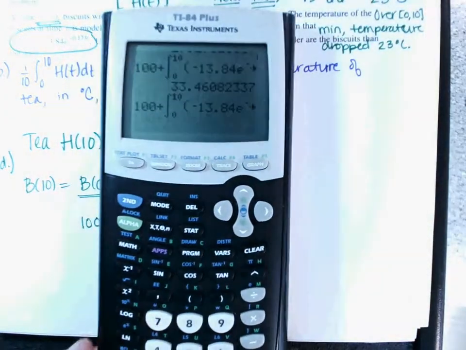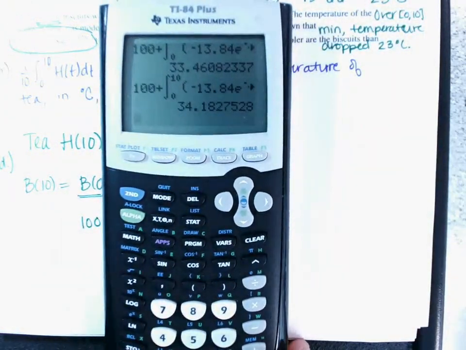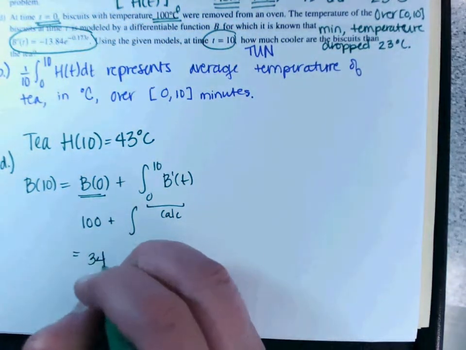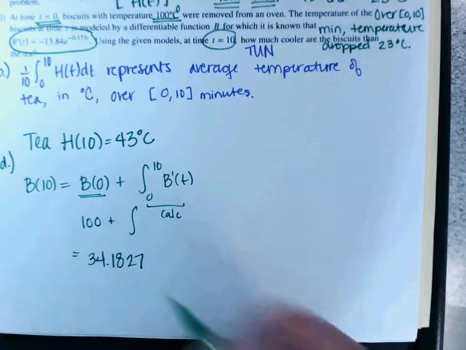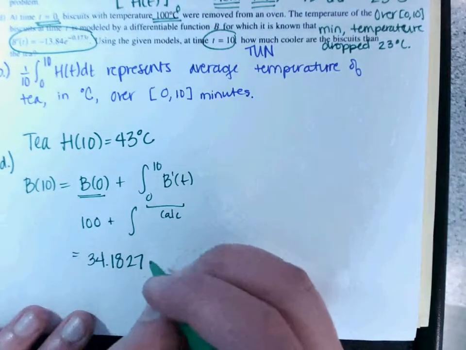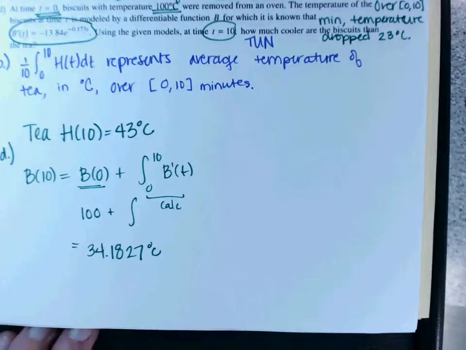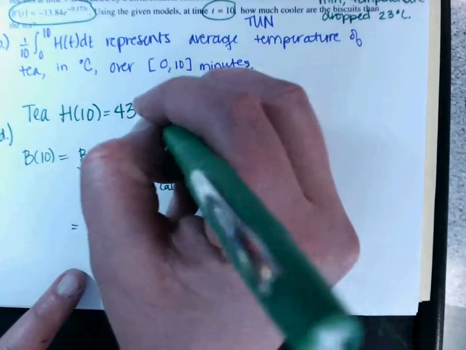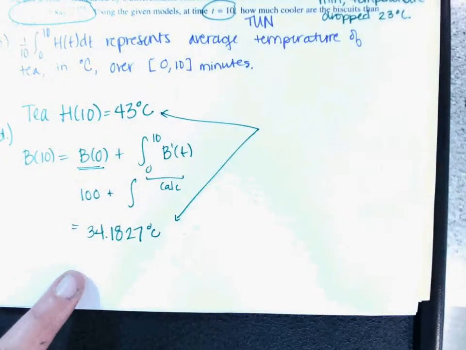Okay, typing that in, you should get the biscuits are 34, yeah? Okay, so my biscuits are 34.1827 degrees Celsius. So then does that fully answer my question? You got to subtract, because the question was how much hotter or how much cooler are the biscuits. So then your final answer, you'd have to subtract those guys.